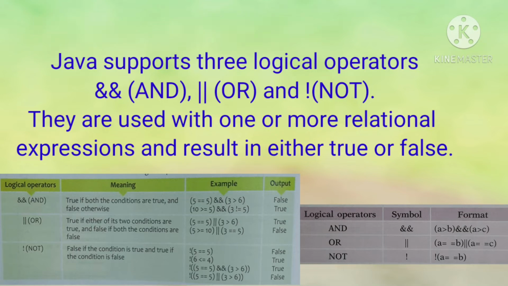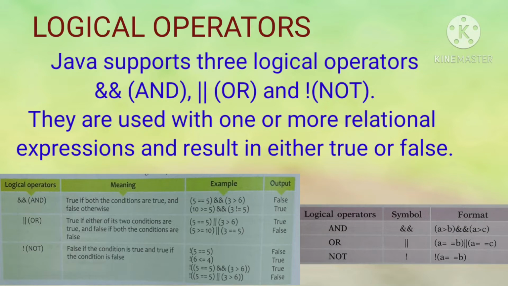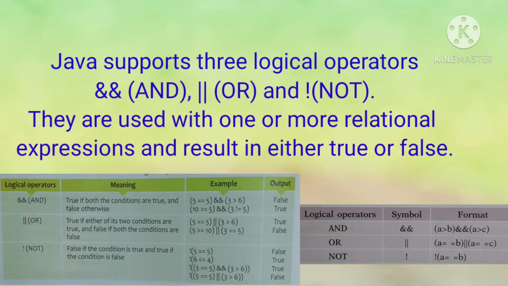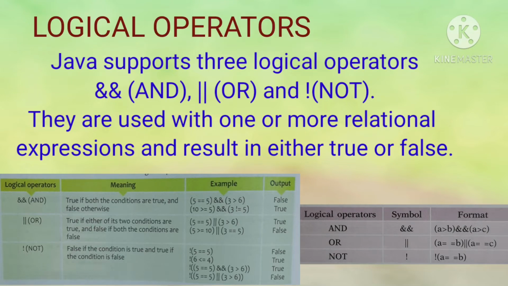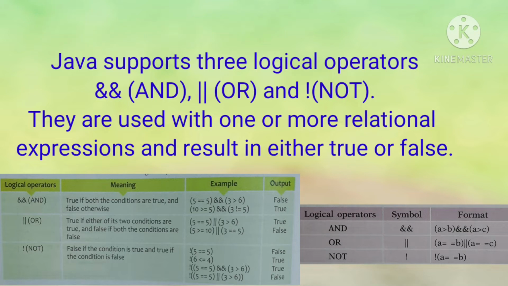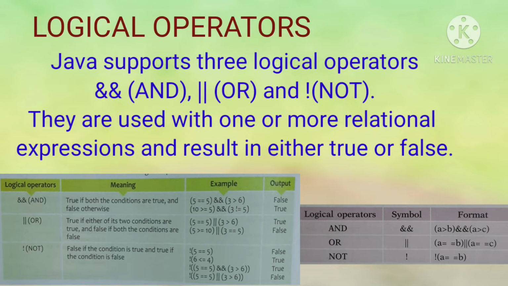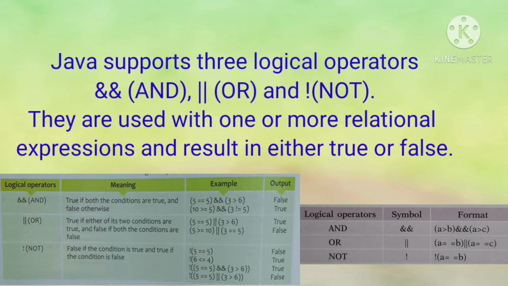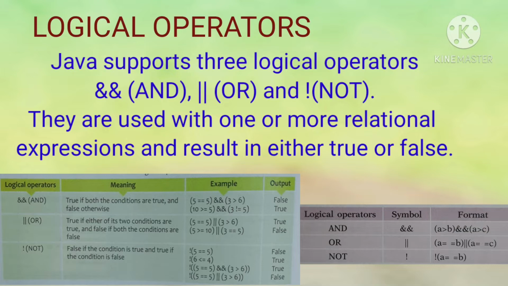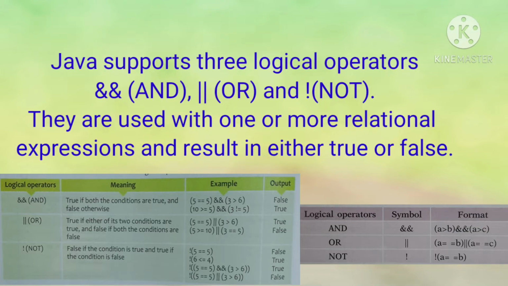Then not. False if the condition is true and true if the condition is false. Not 5 is equal to 5. So 5 is equal to 5, the condition is true, but since the not operator is used, the output will be false. 6 is less than or equal to 4, the condition is false, but since the not operator is used, the output is true.